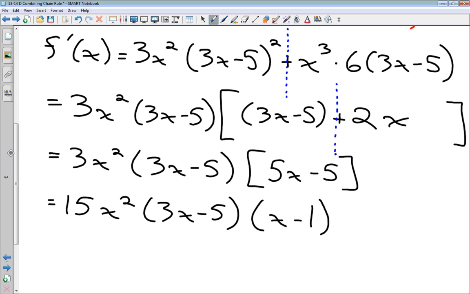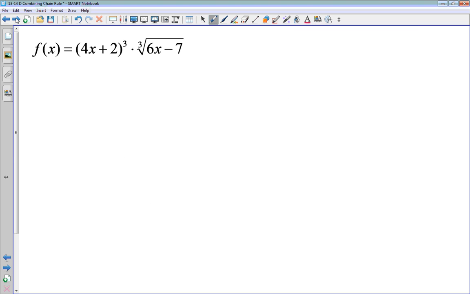Are we okay with this? All right, let's try another one here. F at x equals 4x plus 2 cubed times the cube root of 6x minus 7.